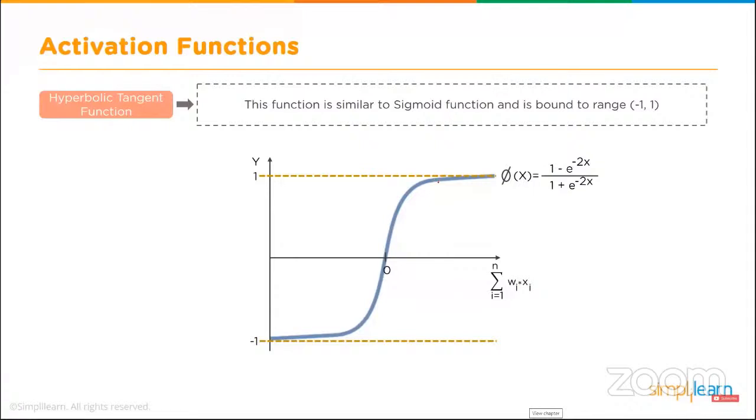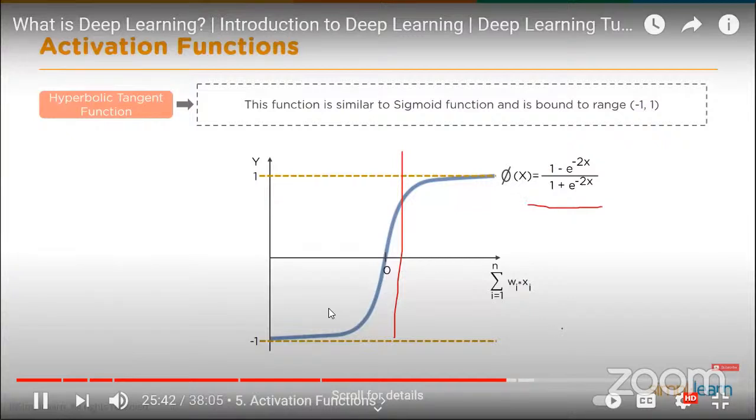There is a gradual increase, unlike the step function where there was an instant change. Here again, very similar to the sigmoid function, the value changes gradually from -1 to 1. So this is the equation of the hyperbolic tangent activation function. Yeah, so then let's move on.